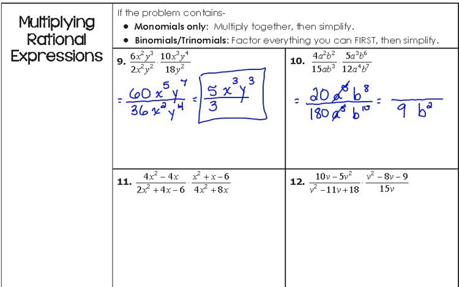I don't have anything in the numerator. What do I need to put there? A 1. Okay, I need to put a 1 there to hold the place in the numerator. Okay, so pretty simple, right?